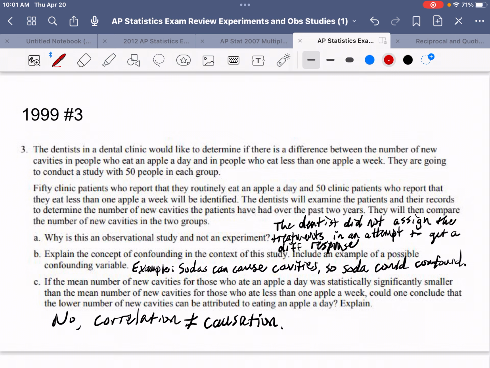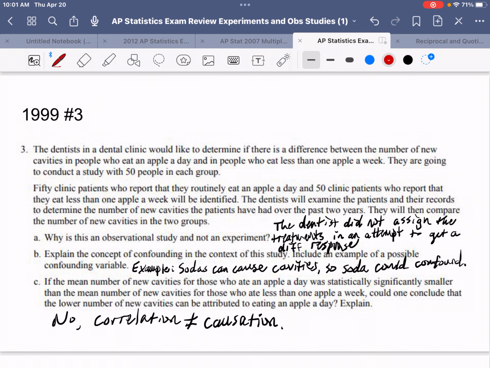Why is this an observational study and not an experiment? The dentist didn't assign for these 50 to eat an apple a day and these 50 to eat less than 1 apple a week. No, they already noted which patients eat an apple a day and which don't. So they did not apply treatments in an attempt to get a different number of cavities in the 2 groups. They just observed over a 2-year period who got more cavities.